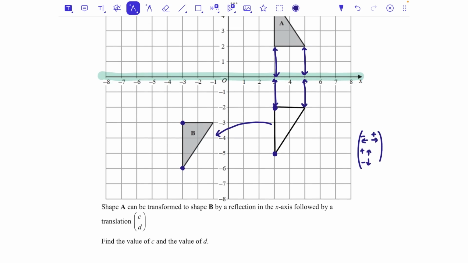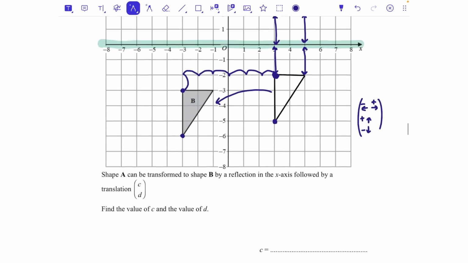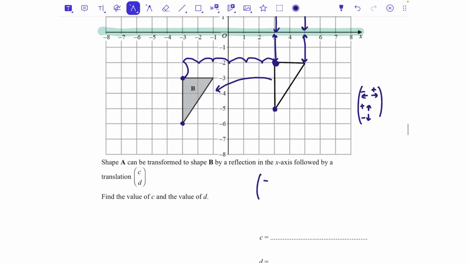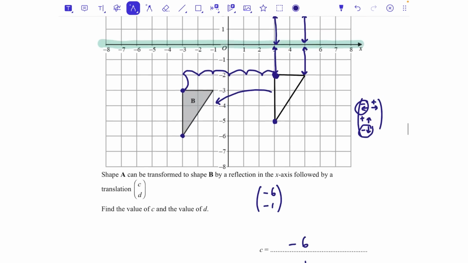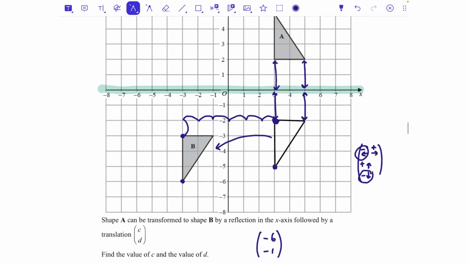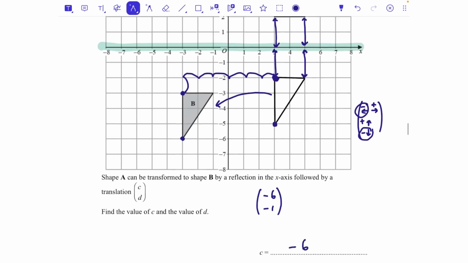So I'm counting from here, 1, 2, 3, 4, 5, 6 to the left and down 1. So that is going to be -6, -1, because we're going left, which is negative, and we're going down, which is negative. -6, -1, so C is -6, and D is -1. And that would be it. Shape A has been reflected, and then translated, and then we get B, and that's the answer.